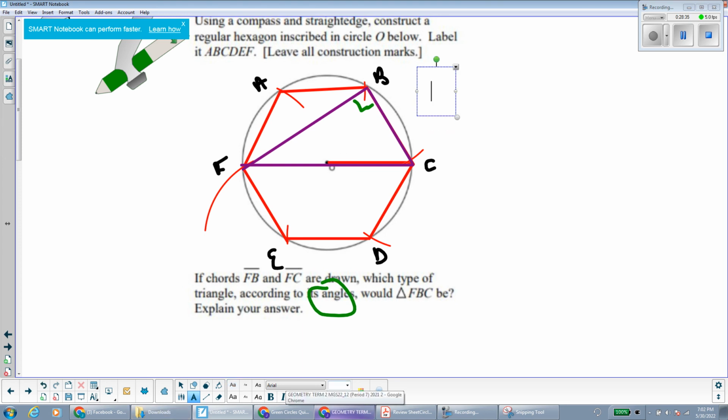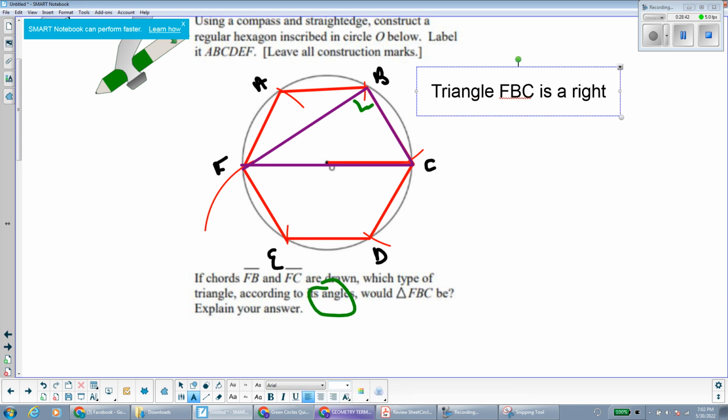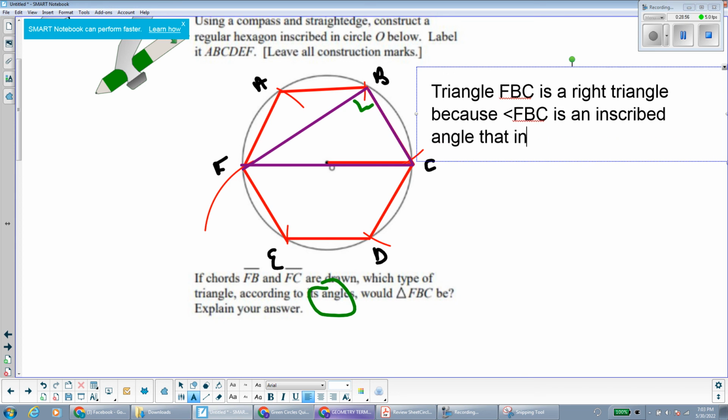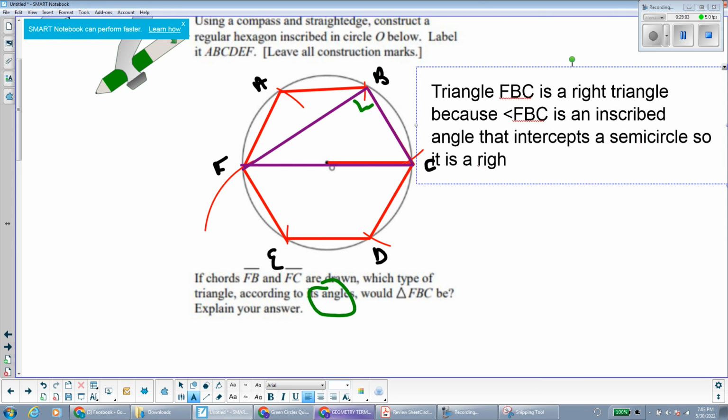Here we go. So triangle FBC is a right triangle because angle FBC is an inscribed angle that intercepts a semicircle. So it is a right angle. Here we go.